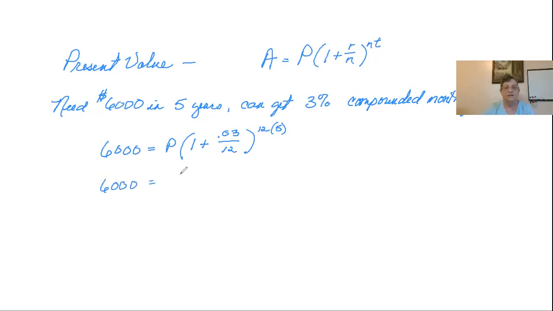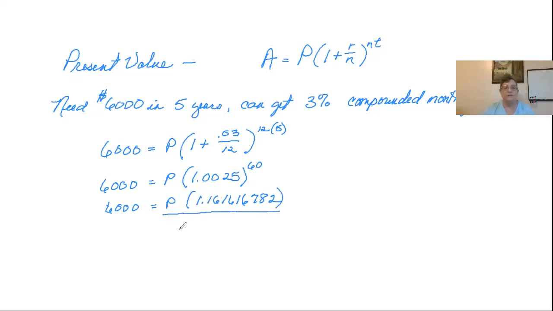So 6,000 is equal to P times 0.0025 plus 1, which would be 1.0025, raised to the 12 times 5, which is 60th. So we've got 6,000 equals P times this raised to the 60th, which is about 1.1616. You think that's going to repeat, but no, it's a 782.